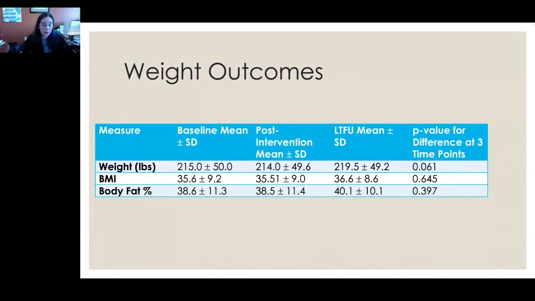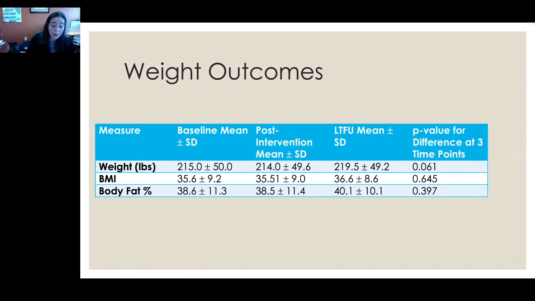So the results. I was not expecting any change in any of the physical health parameters, to be honest with you, because it was just 6 weeks and we were only providing 3 meals out of their whole week. But we did want to collect these data to characterize the population and look at these measures with some of the other measures that we had also obtained.